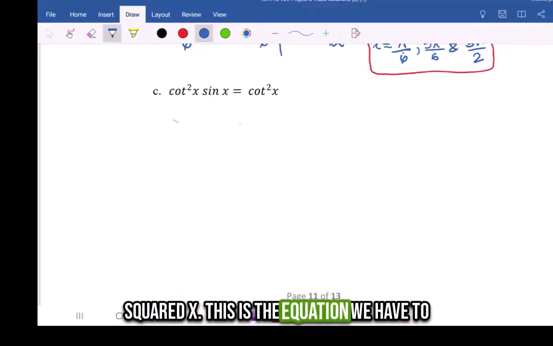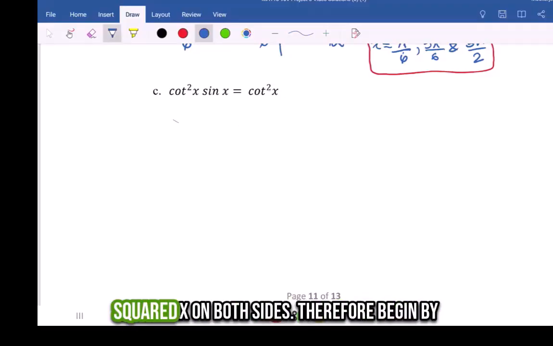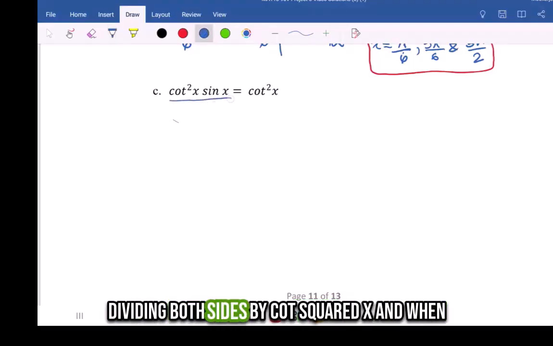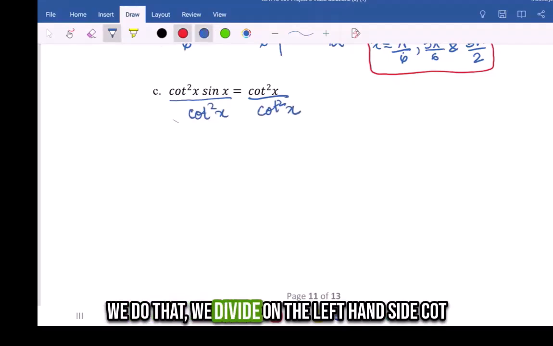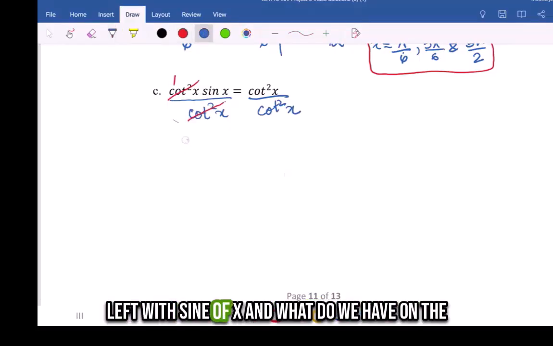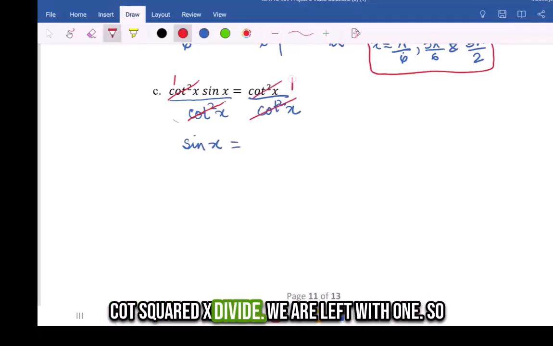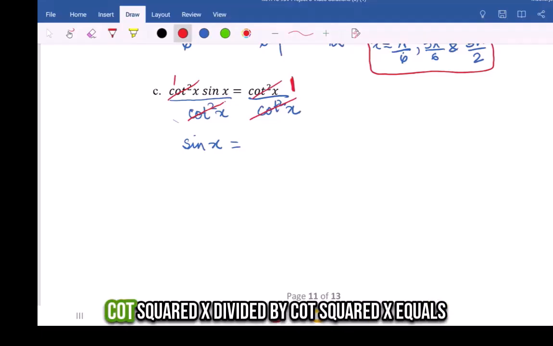This is the equation we have to solve. What we have to do is we have cot squared x on both sides. Therefore, begin by dividing both sides by cot squared x. And when we do that, on the left-hand side cot squared x and cot squared x divide, and we are left with sine of x. And what do we have on the right-hand side here too? Cot squared x and cot squared x divide. We are left with 1.